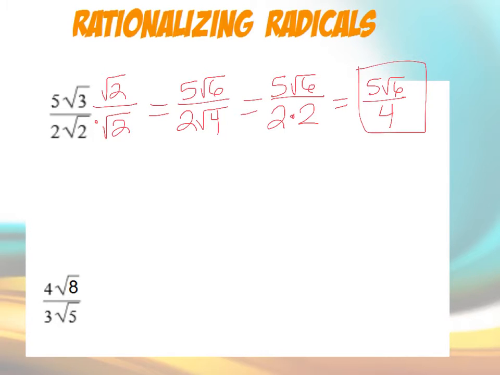I've got another example similar to that. Let's go through the steps. Step 1 is to try to reduce. 4/3 doesn't reduce. 8/5 does not reduce. Step 2, multiply by the radical that's in the denominator. In this case, square root of 5.